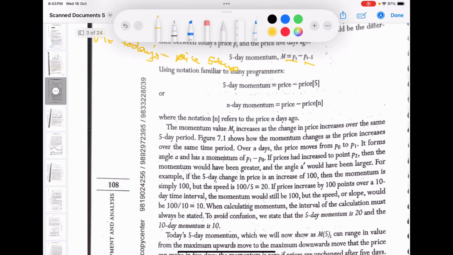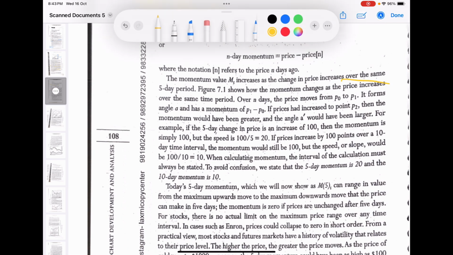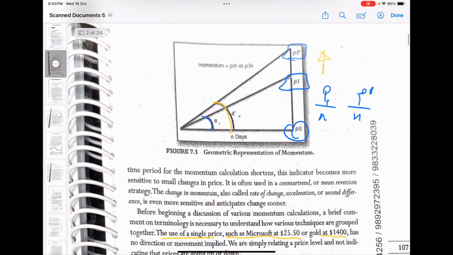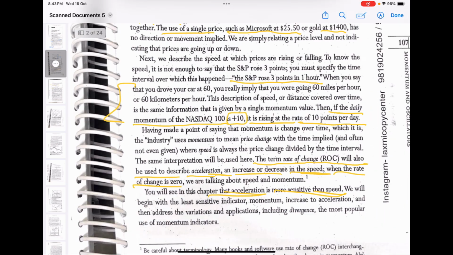So in this case, we took P_t minus 5 because the N is given as 5, which means 5-day momentum. If I said that I want to find the 100-day momentum, it would be today's price minus the price 100 days ago. Very simple. Just replace the N with the number of days. Today's price minus the price of the nth day before. The momentum value M_t increases as the change in price increases over the same 5-day period. Figure 7.1, okay, we had anyway discussed this figure. So they are again explaining the same thing. We also discussed the angles.